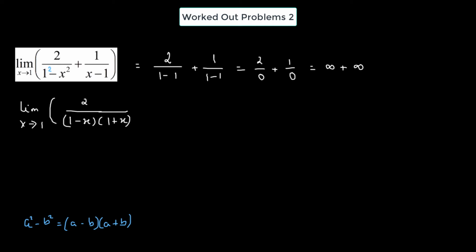Now what we're going to do, we have x minus 1 in the denominator of the second rational function. So we are going to take negative 1 as the common factor. Then we'll have 1 minus x. We'll have negative 1 multiplied to 1 minus x.